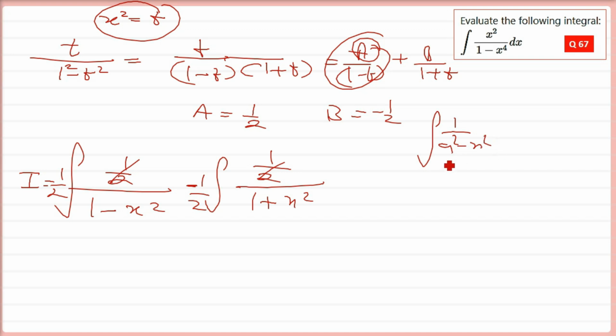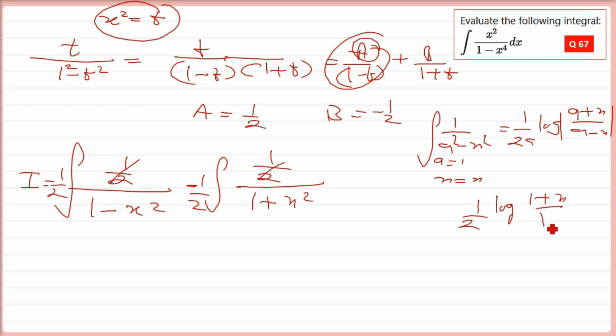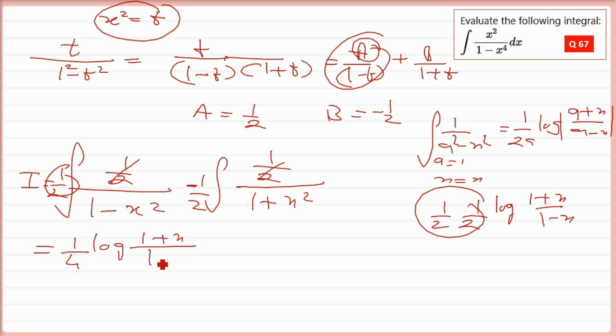Integration of a square minus x square formula you are going to use. A will be 1, x will be x only. So 1 by 2a log. See, this is not x square minus a square. This is a square minus x square. That formula will change. A plus x will come in the numerator. So log a plus x by a minus x will come. So 1 by 2 into 1, that is 1 by 2 log 1 plus x by 1 minus x. Half is already in front, just multiply this, 1 by 4 will come. So this will be 1 by 4 log 1 plus x divided by 1 minus x.